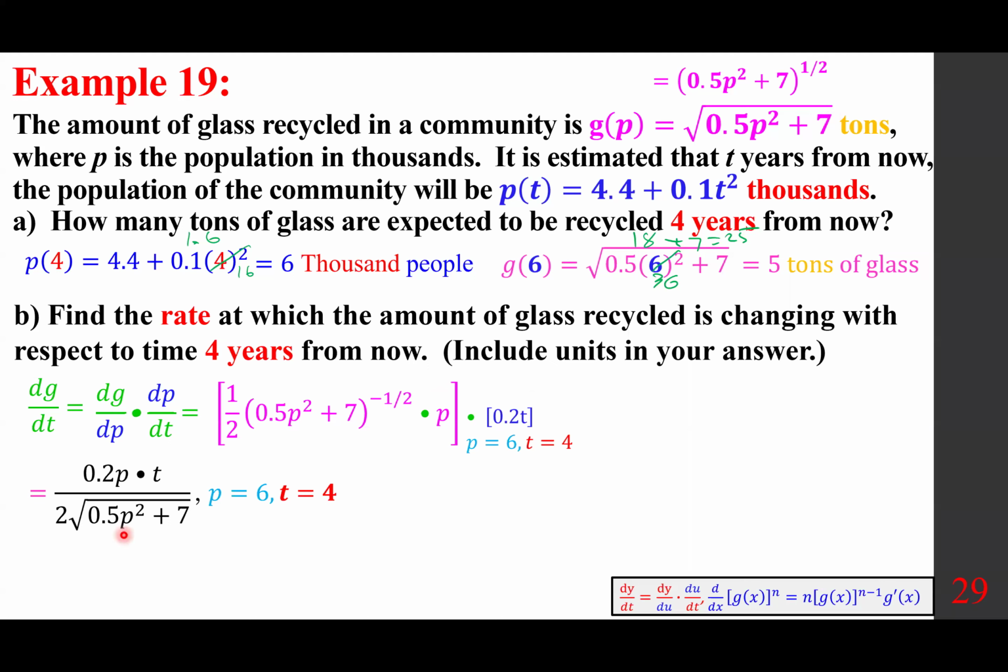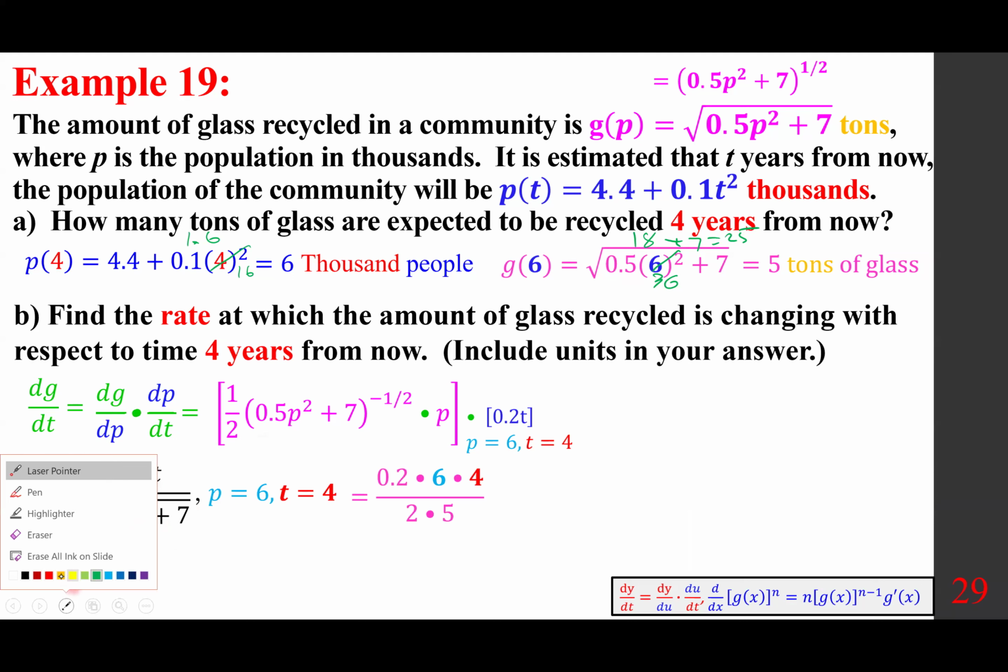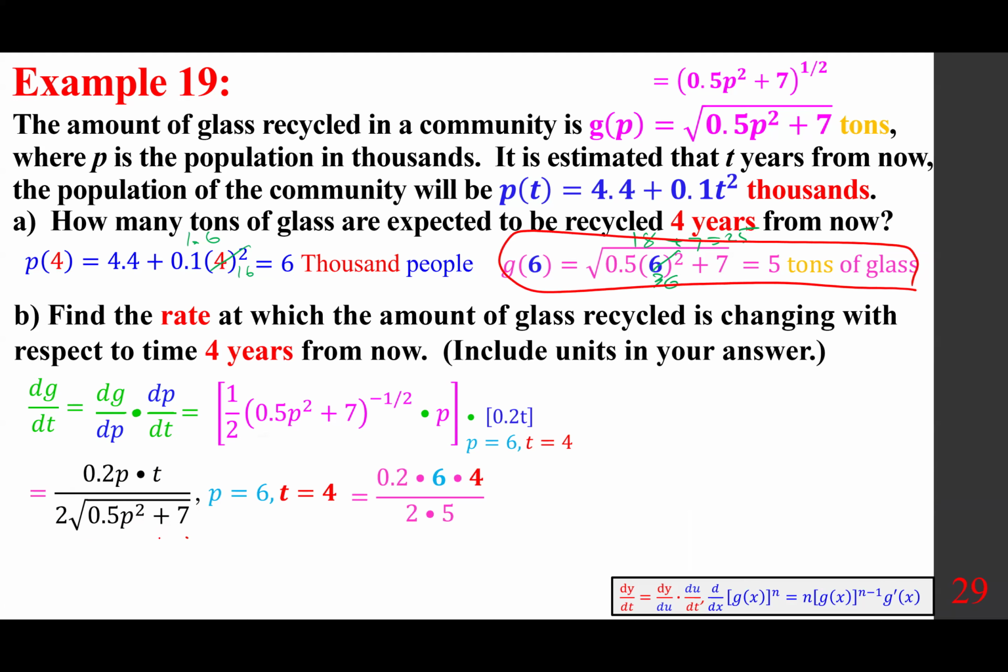Now, when p is 6, look at the denominator. We calculated here, when p is 6, this becomes 5, right? So this becomes 5, 2 times 5, and this one is 6 and 4. So again, this part is here. The numerator is 4.8 over 10, or 0.48 tons of glass per year.